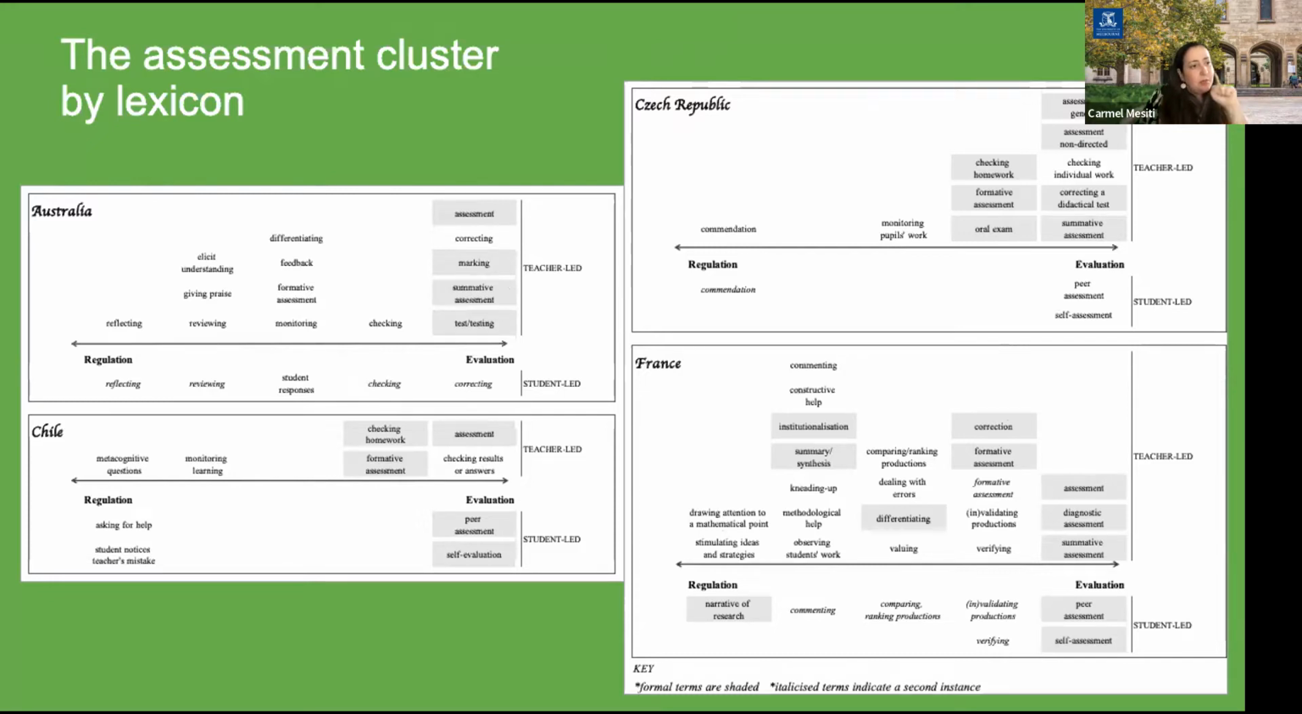We noticed that the French lexicon has a very sophisticated language when it comes to assessment, but we all seem to have quite a lot of formal terms, fewer terms in relation to regulation. So that's probably all I will say about that.